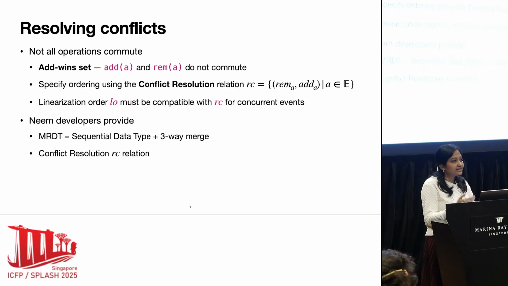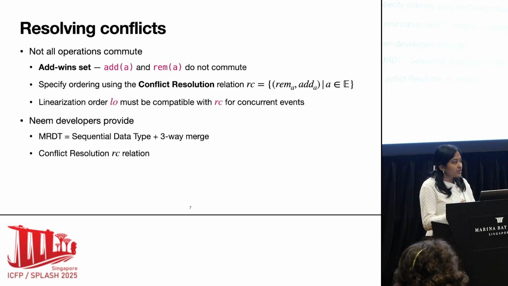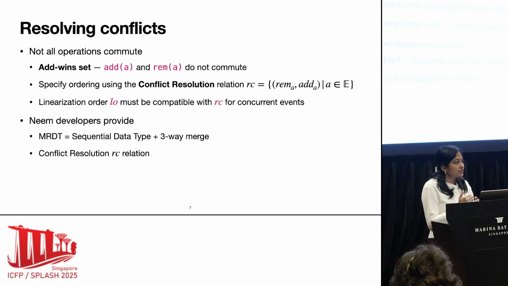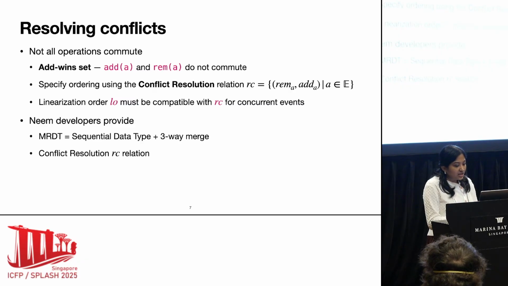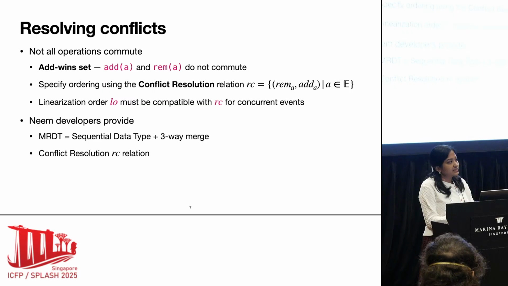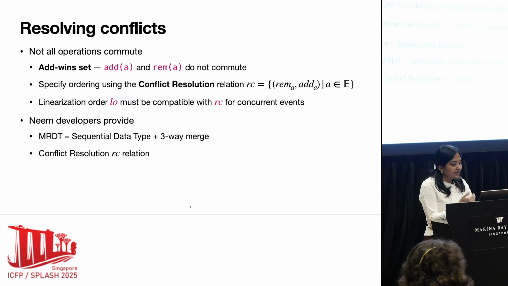So, while generating the linearization, we need a deterministic way to resolve the conflicts. If these operations have to occur sequentially, in what order would they occur? In the case of add-wins semantics, the conflict resolution policy ensures that the remove comes before the add of the same element to preserve the add-wins semantics.